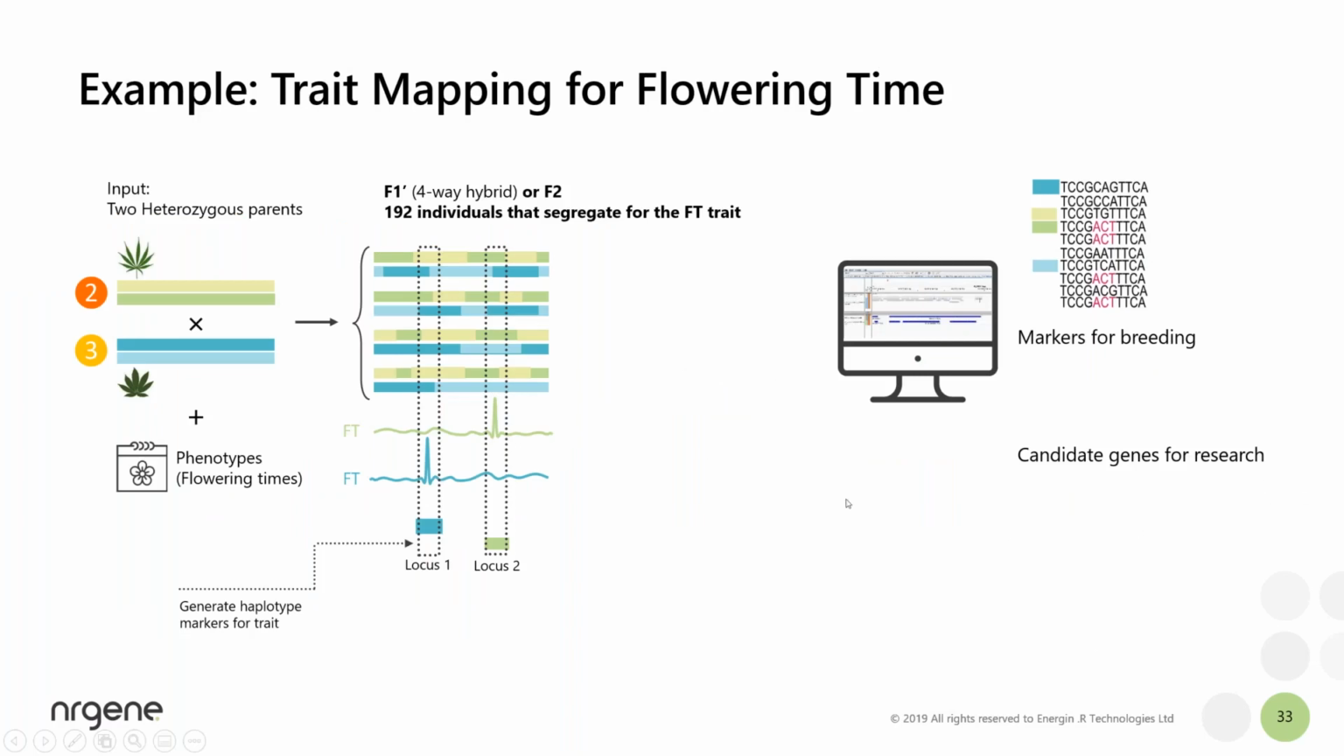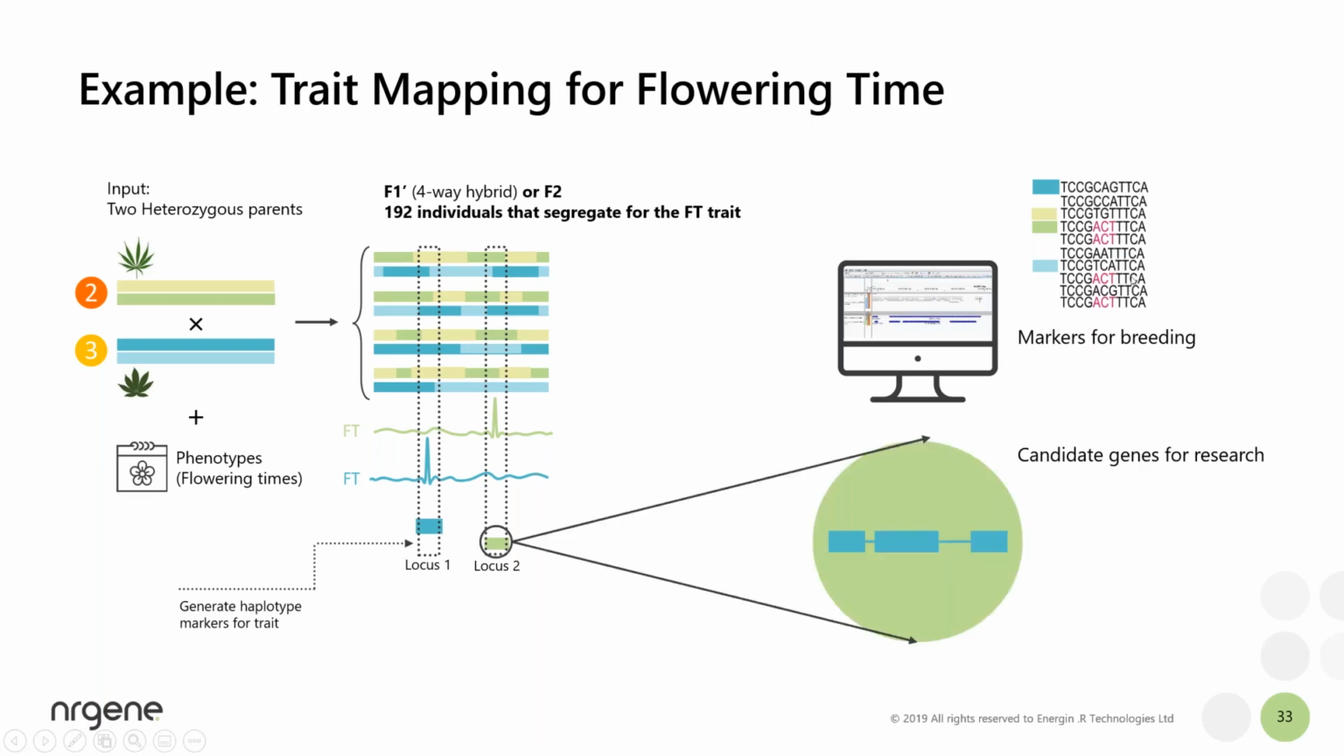So this is the final example of how the entire process looks like. For flowering time, you take two parents that are very different in the flowering time, you cross them, you provide phenotypes, which are flowering times. We do our association and marker association and trait mapping, provide genetic markers. And these genetic markers are then used for the breeding. And we could also explore the regions of interest for candidate genes and downstream applications with that.